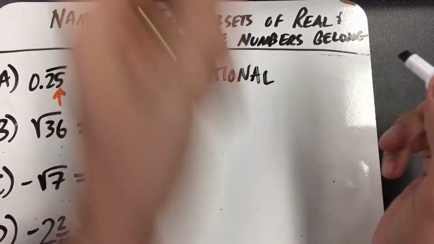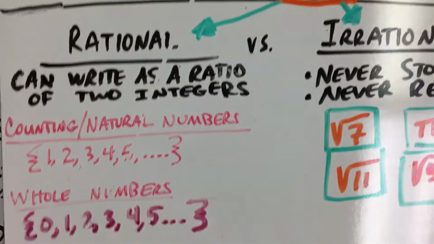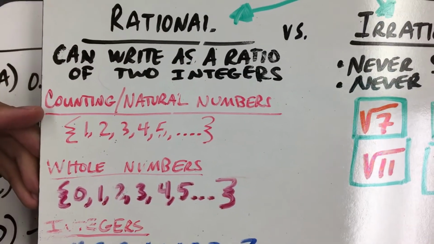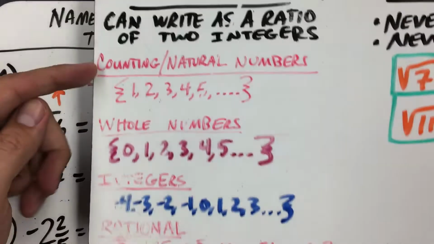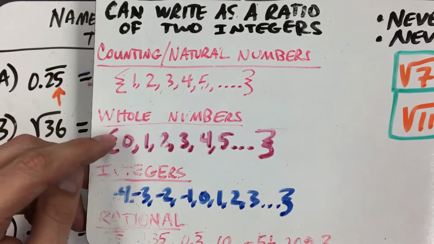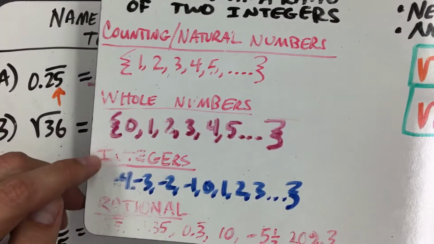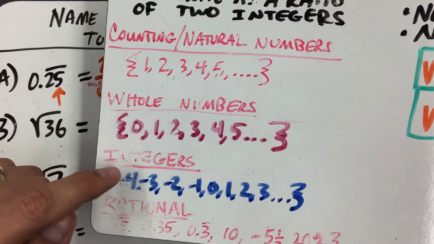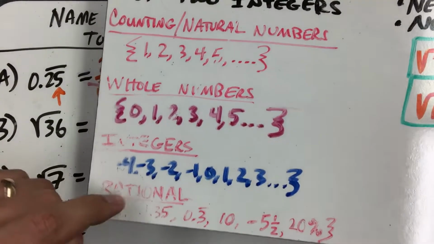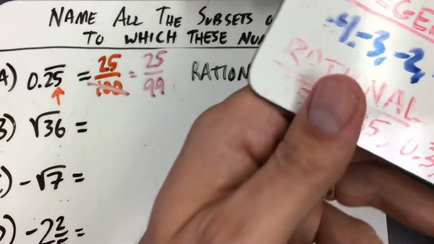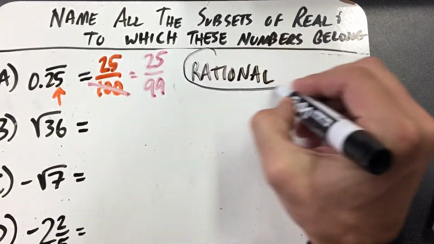Now, I just need to go through my list. Is it a special rational one called a counting number? No. Do we count 0.25 with the repeating bar? No. If we started at 0 and then went our way up, would we eventually get to this? No. Is this on the number line, 0.25 with the repeating bar, because integers are like our number line numbers? No. So it's just rational. Rational is the only answer for that one.